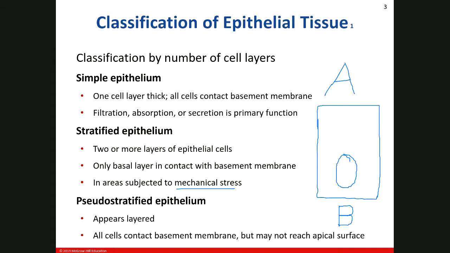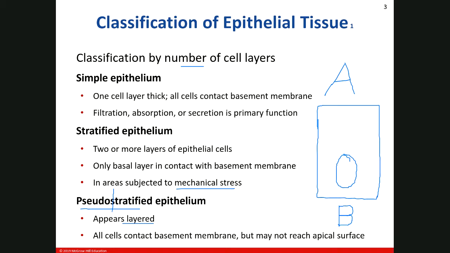And then the last type of epithelial tissue for classification based on number is this guy, pseudostratified. Now, pseudo means false, fake. So it's falsely stratified. It appears to be layered, but it's not. But here's the thing that you need to know, and I've seen this asked in a test question. How do you tell the difference between stratified and pseudostratified?